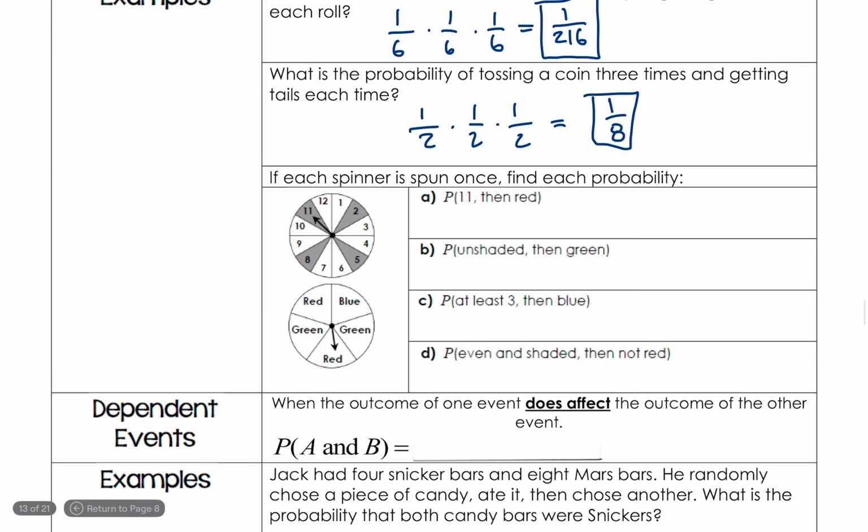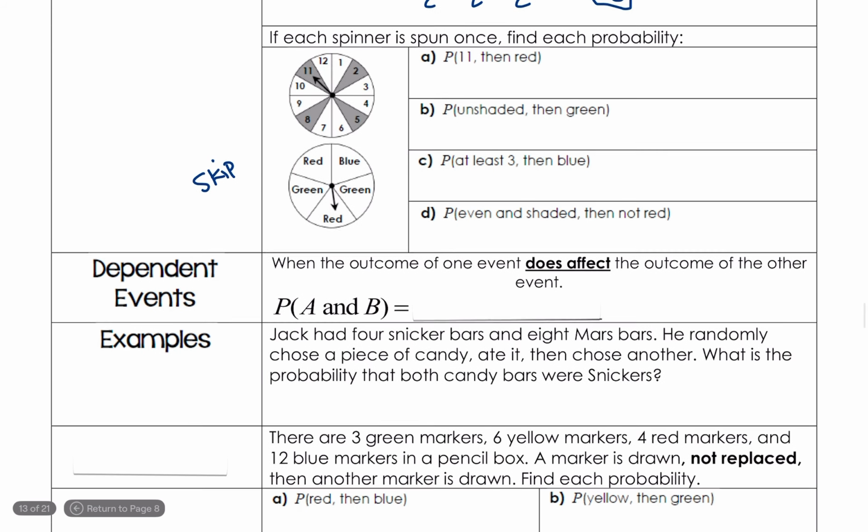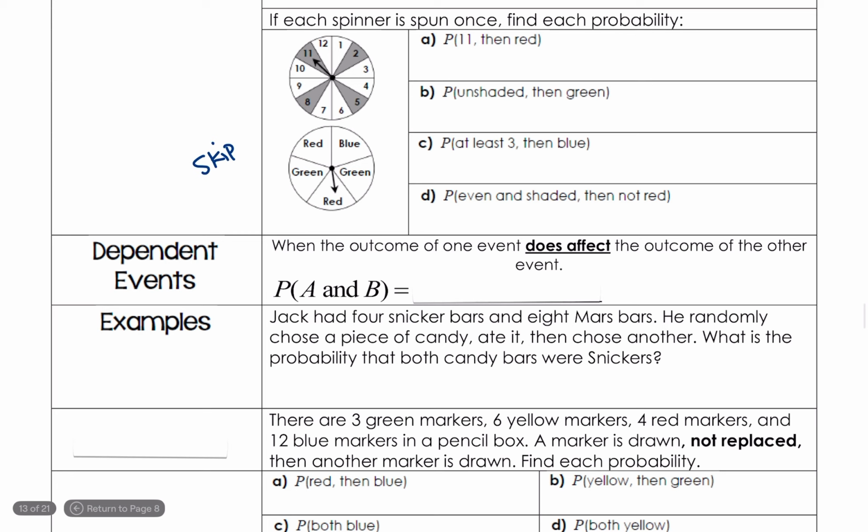Okay, now we are going to skip this example here and move on to the dependent events. The outcome of one event does affect the outcome of another event in a dependent event. So independent events did not affect each other. In a dependent event, they do affect each other.